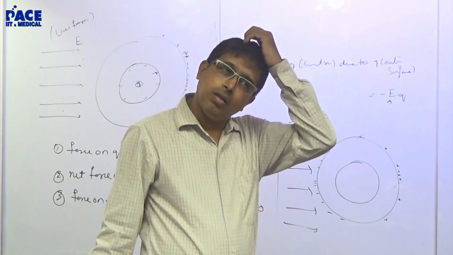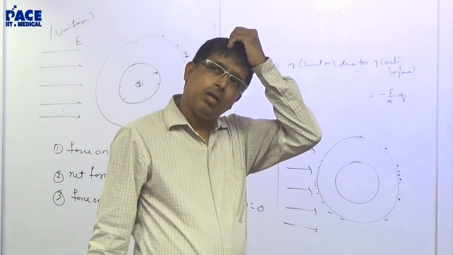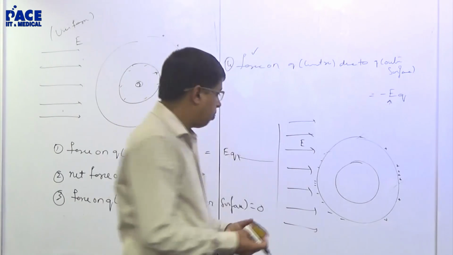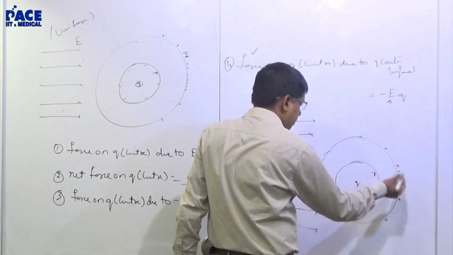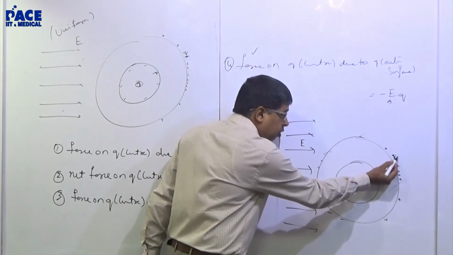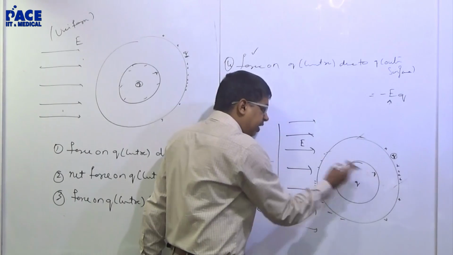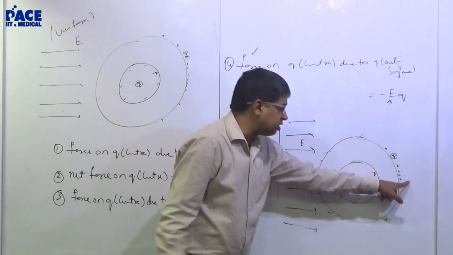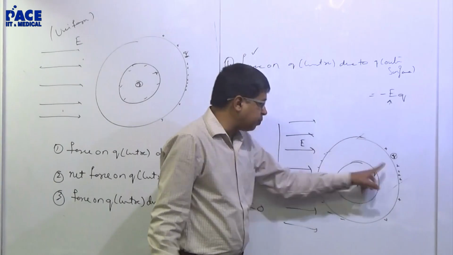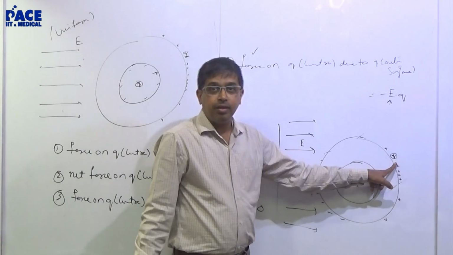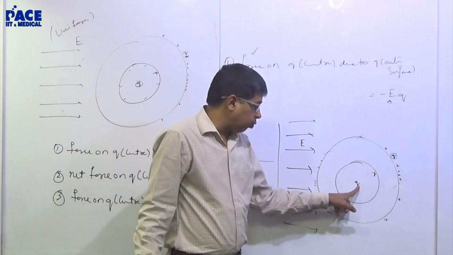Sir, let's say that a small amount of charge is placed in the center, but the field is large. Still, it doesn't matter. Along with this small charge, there can be new induced charges of negative and positive to cancel out the field inside. But the net charge of this sphere will remain only Q. Net charge will remain Q.